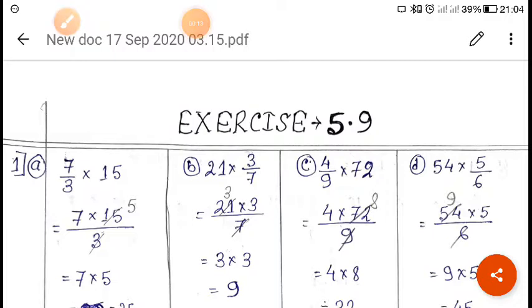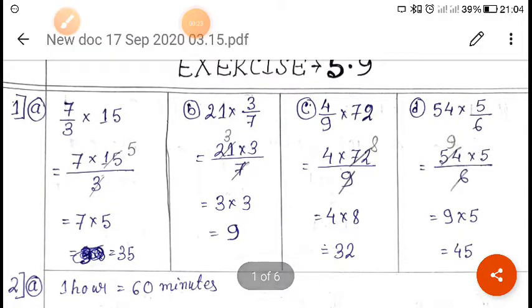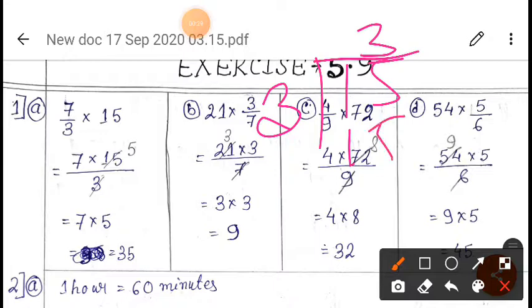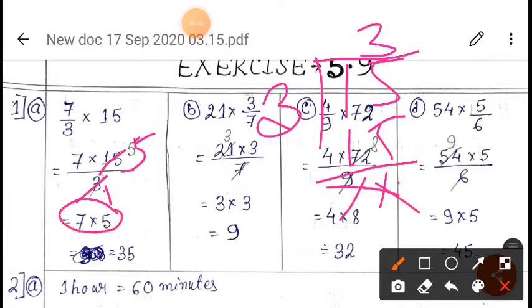In the first question it has been written: find 7 by 3 into 15. It is very simple. We know that 15 we can divide by 3, right? 5 threes are 15. So here we will cancel: 3 ones are 3, and 3 fives are 15. After that what we have left is 7 into 5. So 7 fives are 35. I hope you have understood this, right?